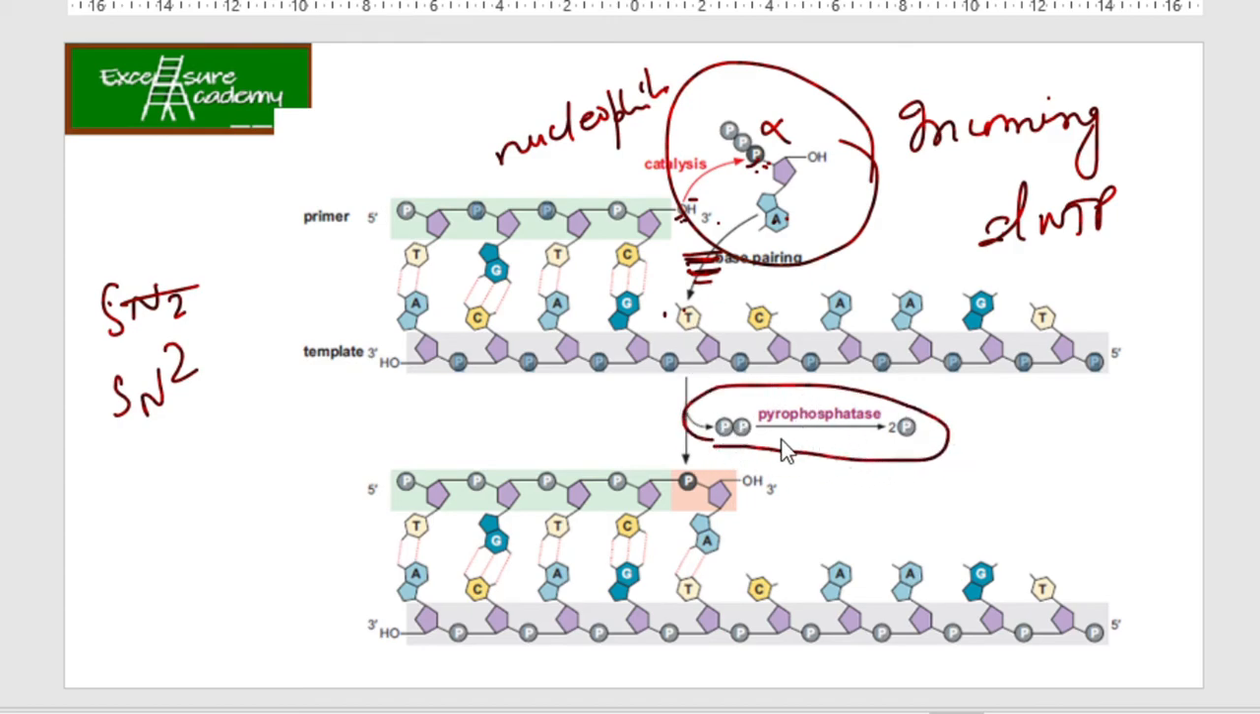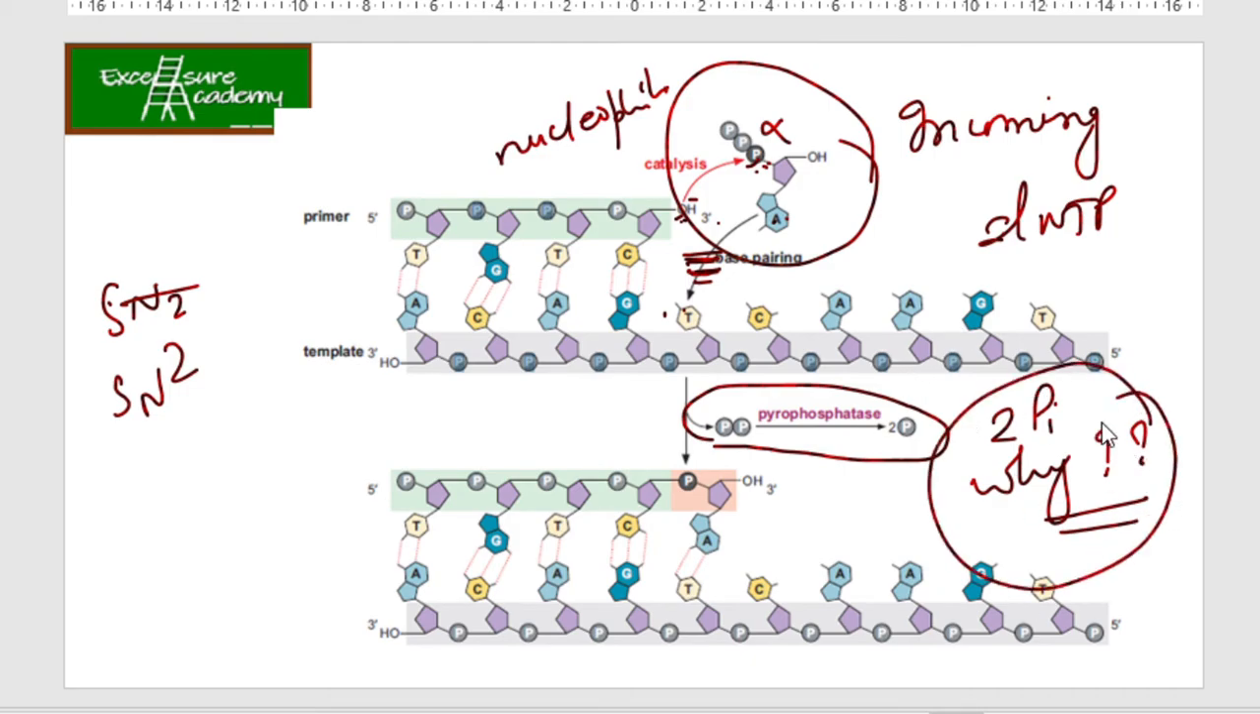Now with the help of the enzyme called pyrophosphatase, this will be broken down into 2 Pi. Okay, why is this required? We will give you the answer at the end of this lecture. Okay, so keep in mind why pyrophosphatase activity is required. This is a very important question. Okay, you have to always remember this.